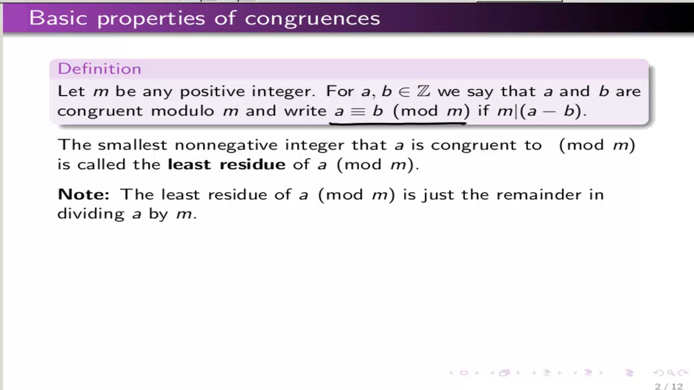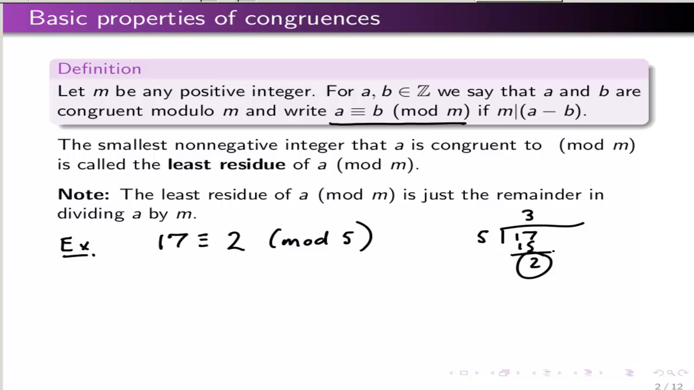The smallest non-negative integer that a is congruent to mod m is called the least residue of a mod m. And you'll note that the least residue is just the remainder in dividing a by m. So for example, 17 is congruent to 2 mod 5 because 17 and 2 differ by a multiple of 5. Or in other words, when you take 17 and divide it by 5, you get 3 with the remainder of 2. So the least residue is just the remainder.